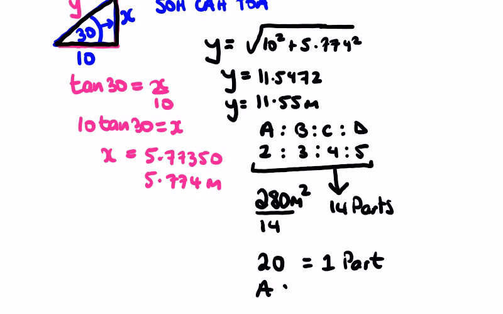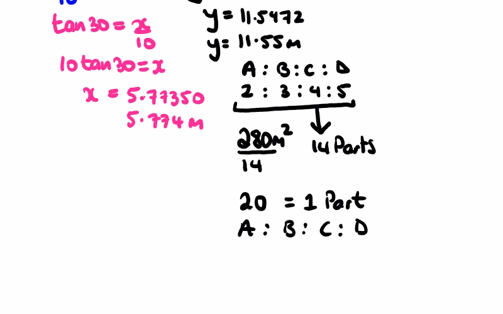So to get my ratio A, B, C and D, I look at the parts. A is 2 parts and 1 part is 20, so A is going to be 40. B is 3 parts, which will be 60. C is 4 parts, which will be 80. And D is 5 parts, which will be 100. And if we add these together, we can see we do get 280.